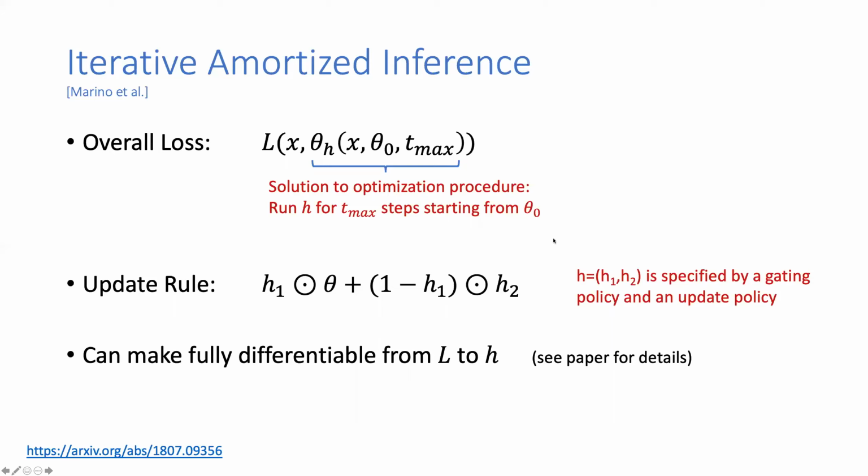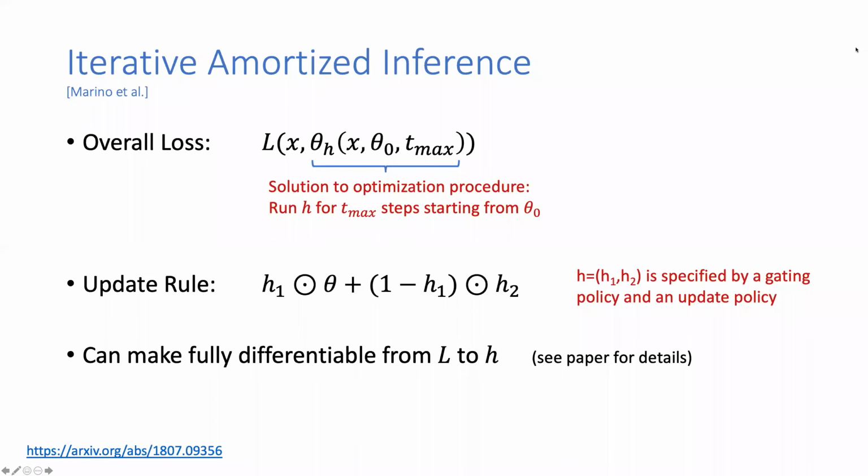H1 is a gating policy. It outputs a number between 0 and 1. And H2 is your update policy that predicts a new location. There are certain reasons why this form may be desirable. Basically it says, if for certain directions I think right now I want to stay where I am, and for other directions, I'll just go along the direction of what H2 predicts.